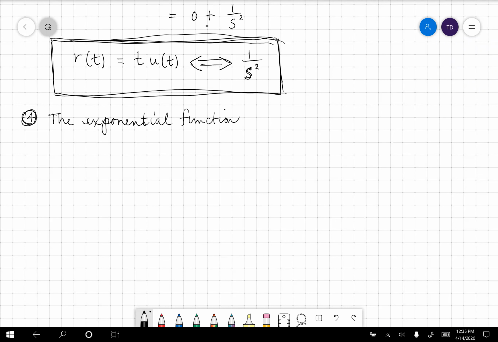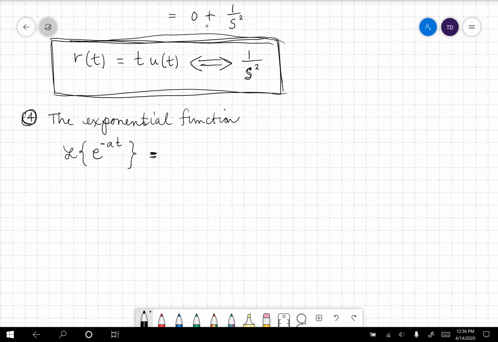So, the Laplace transform of e to the minus at. Now you and I know from a circuit, a is a positive quantity, so that the homogeneous response has a decaying exponential. So in general, when we see this, a for us is generally going to be a positive quantity.